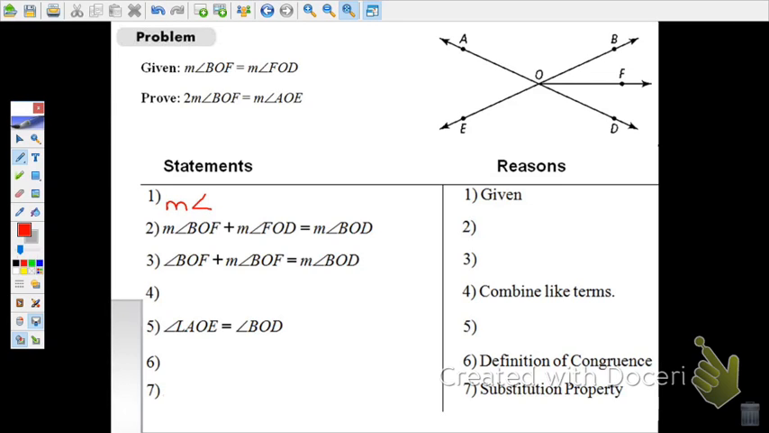Okay. We're going to take that given statement, measure of angle BOF equals the measure of angle FOD. That's given. Again, first thing I want to do is mark that in my picture. Angle BOF and angle FOD are congruent.